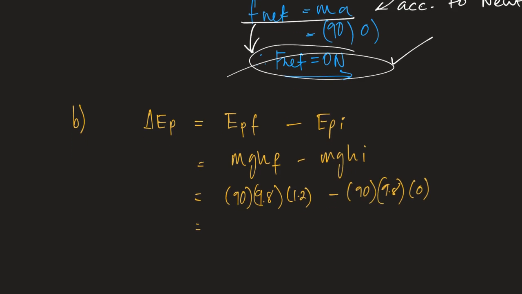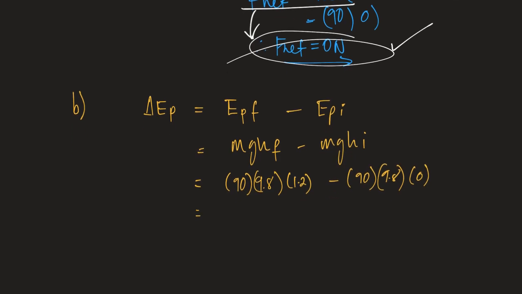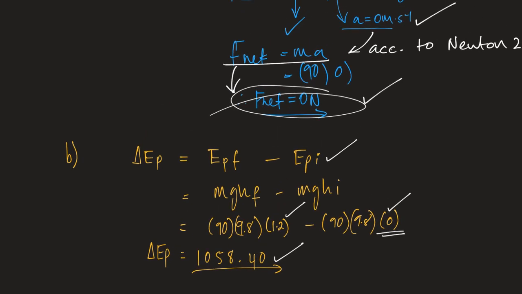So I ended up with 1058.40. So that's the change in potential energy as my final answer. So just check here. 1 mark here, 1 there, 1 for that, 0 over there, 1 for your final answer. So double check your mark allocations. And let's have a look at our question and what they want from us.